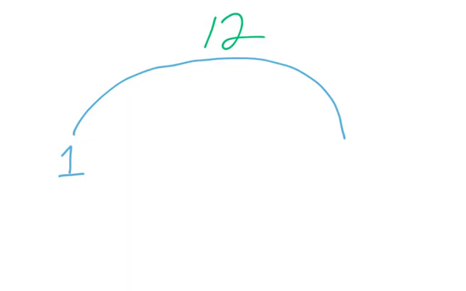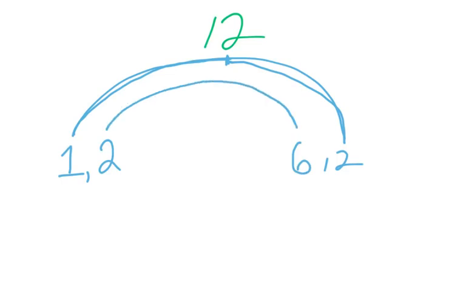So 1 on this end and 12 on this end. Because if you connect them, 1 times 12 has a product of 12. Anything else? Well, I start with my 1 and then I start counting up. 2. Does 2 multiply together with something else to equal 12? Well, 12 is even, so yes, 2 should be a factor. 2 times 6 is going to create another rainbow arc that has a product of 12.